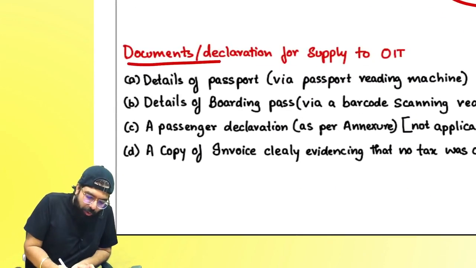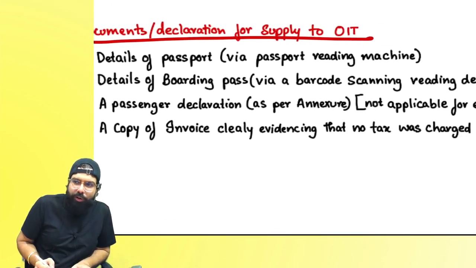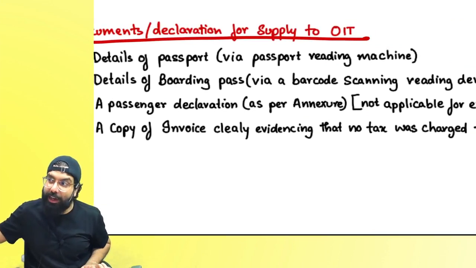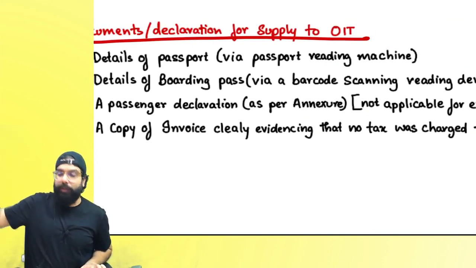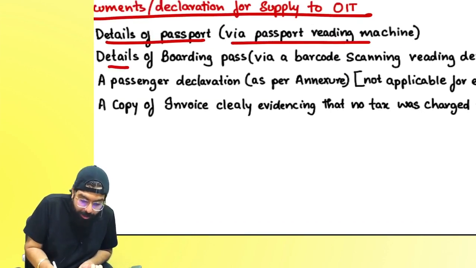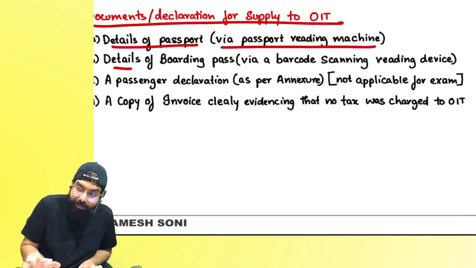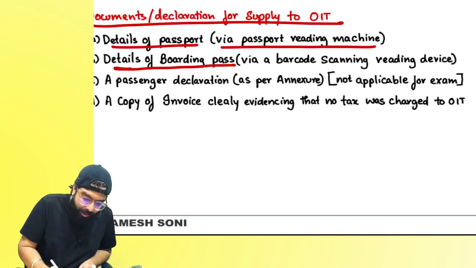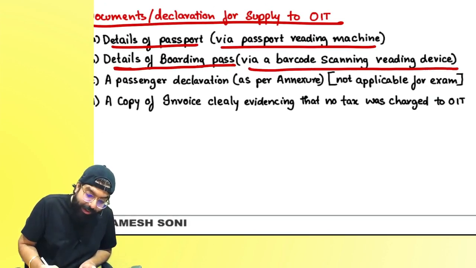But sir, you have to take these documents from the outgoing international tourist to prove that you have not sold it to an Indian. You have sold it to an outgoing international tourist. Details of passport via passport reading machine. I have told you, this is a C graded chapter, a C graded topic. Details of boarding pass via barcode scanning reading device.